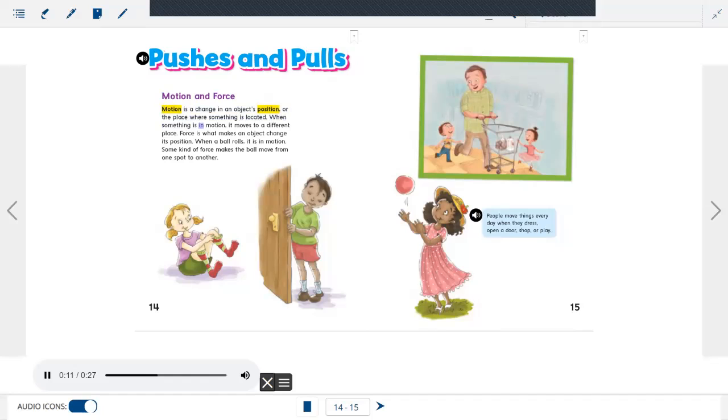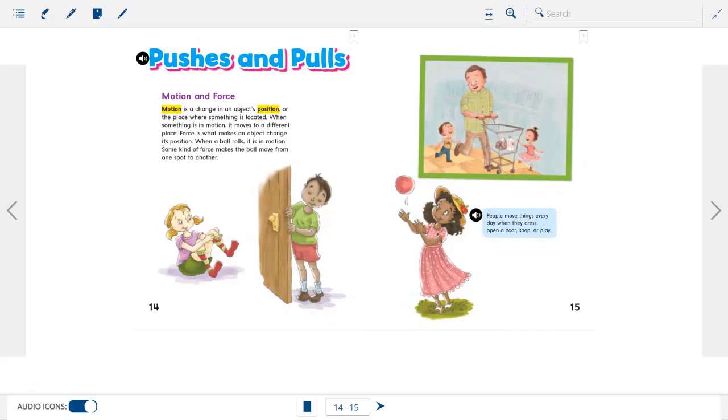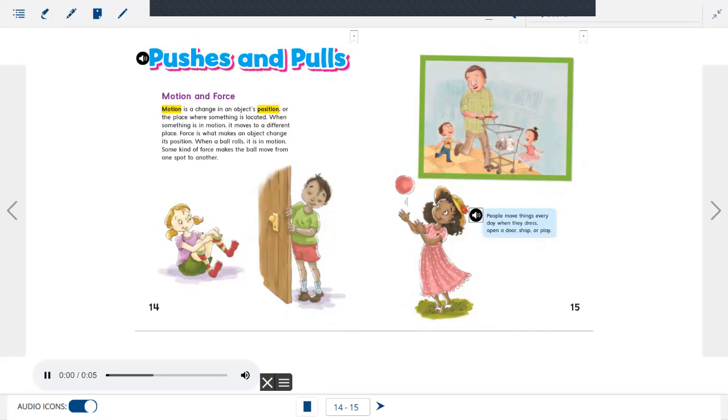When something is in motion, it moves to a different place. Force is what makes an object change its position. When a ball rolls, it is in motion. Some kind of force makes the ball move from one spot to another. People move things every day when they dress, open a door, shop, or play.